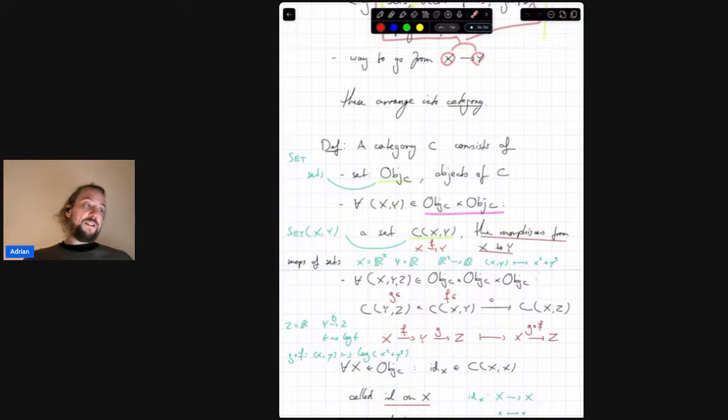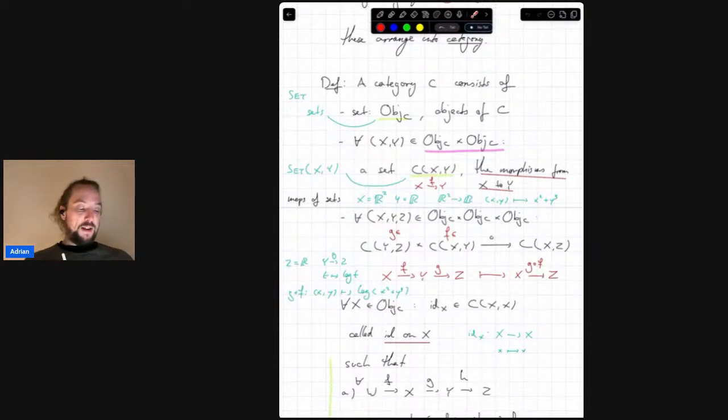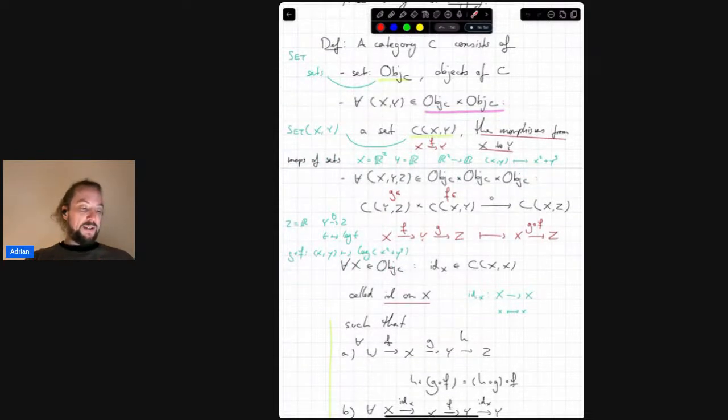So these were 2 pieces of structure. And the third piece of structure, whenever you have 3 objects, you're given a way of composing morphisms, right? You look at morphisms from X to Y, and morphisms from Y to Z, and you see that the letter Y appears twice. So we're looking at morphisms which start at X and end at Y, and morphisms which start at Y and end at Z. And then as a piece of structure, you have some sort of composition. You take pairs of morphisms F, G, and you send them to the composition of F and G.